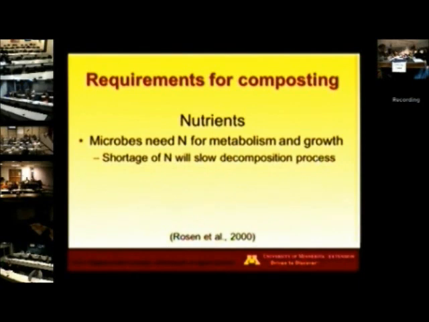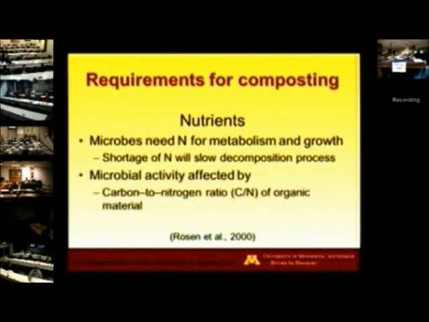Nutrients. Now you might think, well, why do I need nutrients when I compost? If you're thinking that, it's a good question, and we talked about this a little bit before. Again, the organisms that are breaking down our compost are going to be feeding off nitrogen, and a shortage of nitrogen is going to slow decomposition.